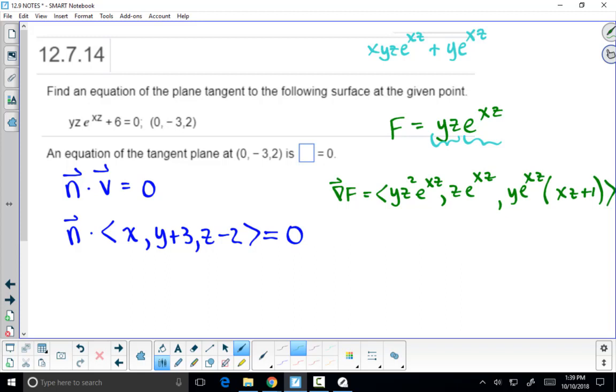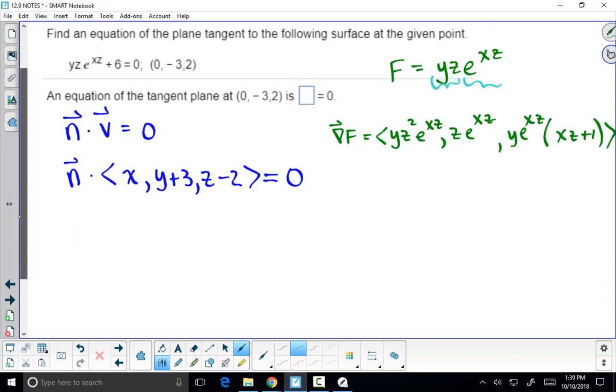In particular, it's normal to that one. Now, to force it to be normal to this one at that point, we are going to plug in 0, -3, 2. Plug it in. When we plug in x equals 0, all of these e things become 1, correct? Because x is 0, so that exponent is 0. So those are all just factors of 1.